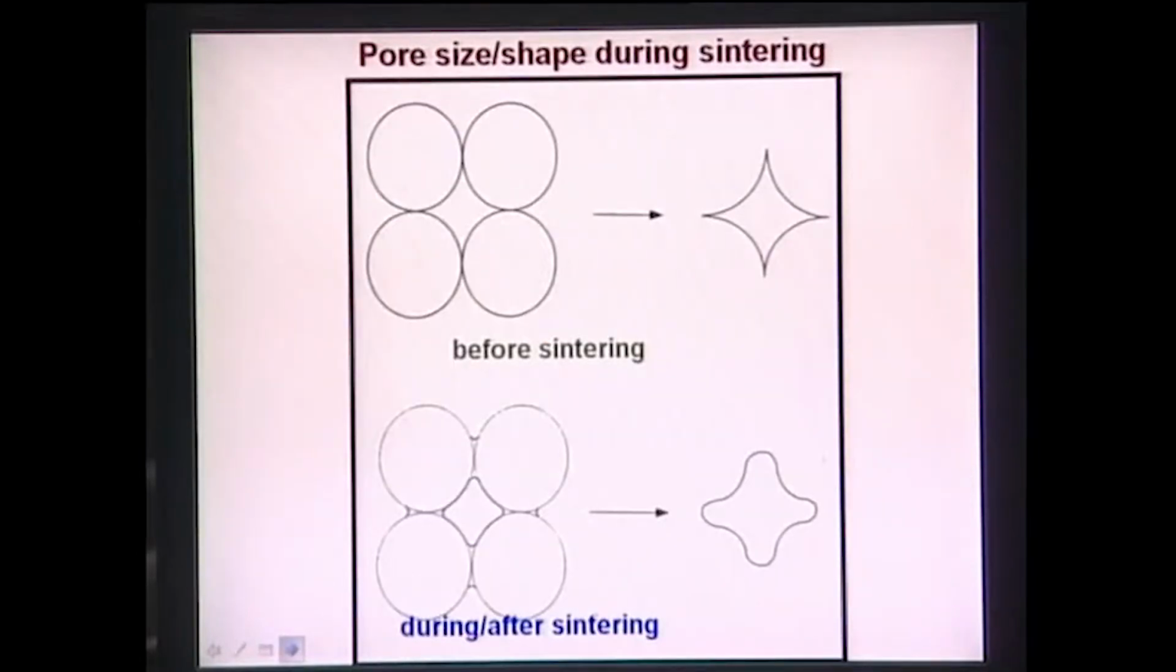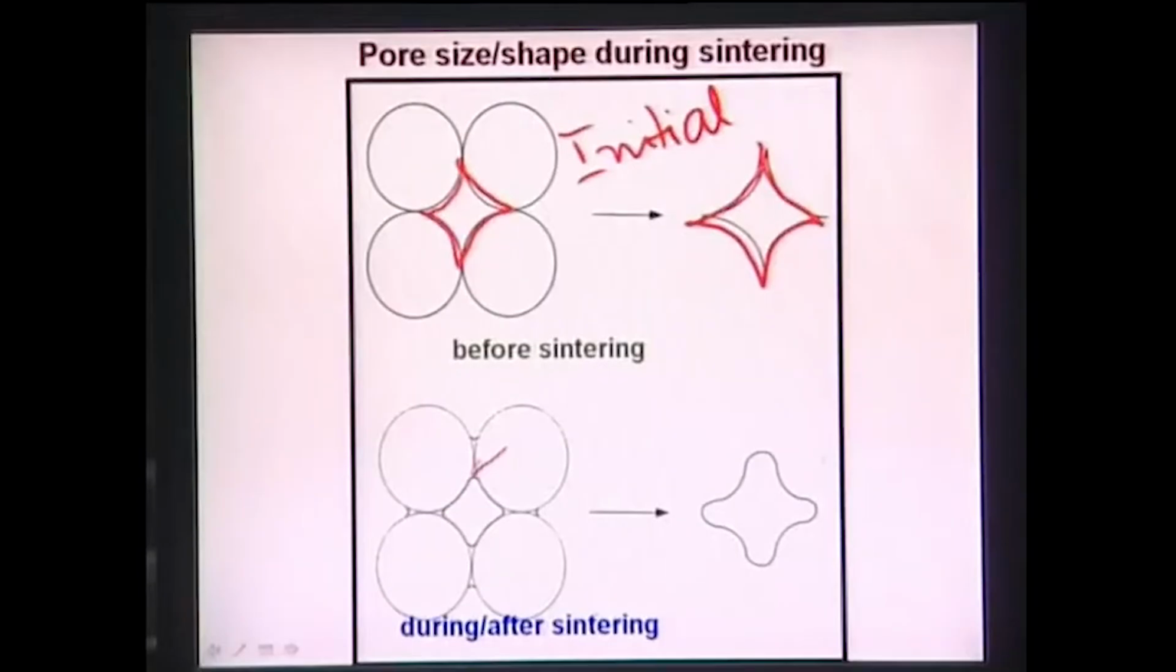Now this slide shows how the pore shape changes during the sintering process. This is the initial stage. In the initial stage, your 4 particles simply touch each other, and the pore shape, that is the interparticle pore shape, has this kind of characteristic shape. Now as the sintering proceeds, mass transport takes place from the neighboring particles to the neck region. Then what will happen? This pore shape continuously, dynamically changes its size and shape.